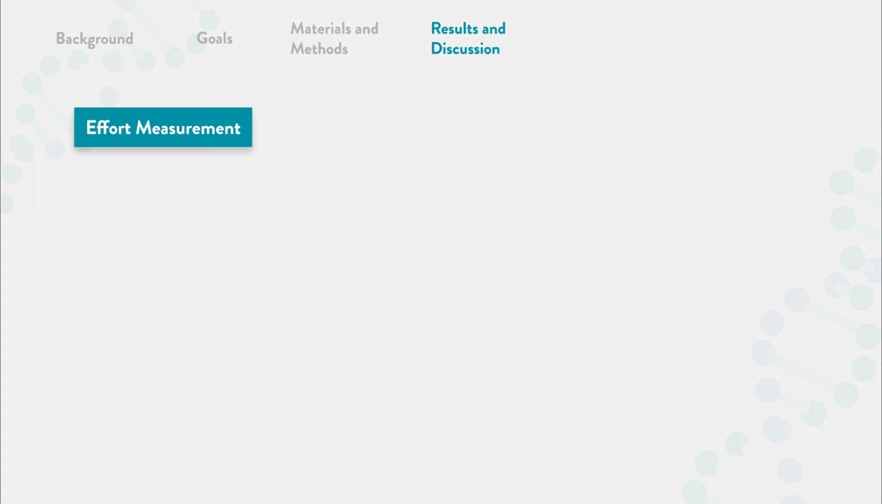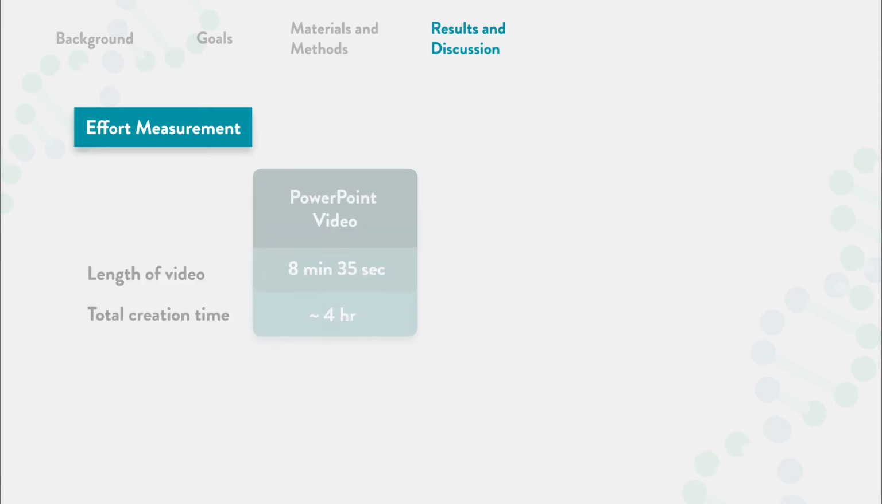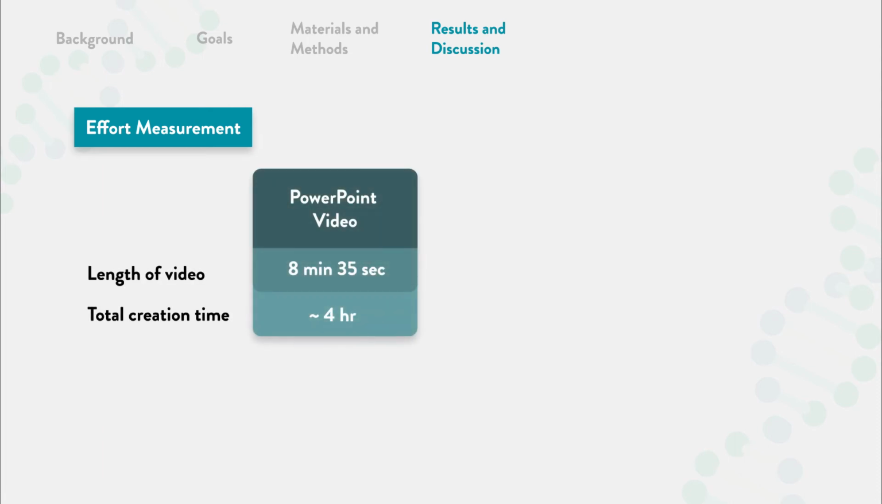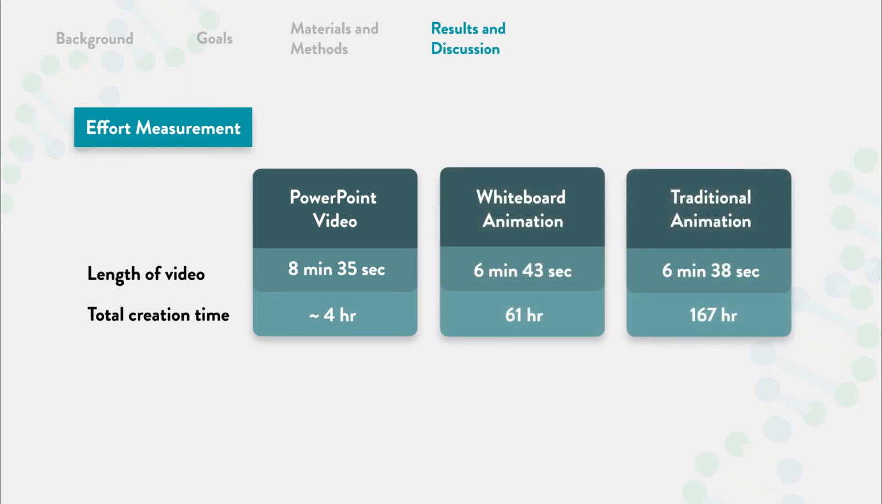We measured the amount of effort each video took to create as well. The total creation time for the PowerPoint video is estimated to be around 4 hours. Each animation was around 6 minutes and 40 seconds in length. From storyboarding to post-processing, the whiteboard animation took 61 hours to complete, while the traditional animation took 167 hours.